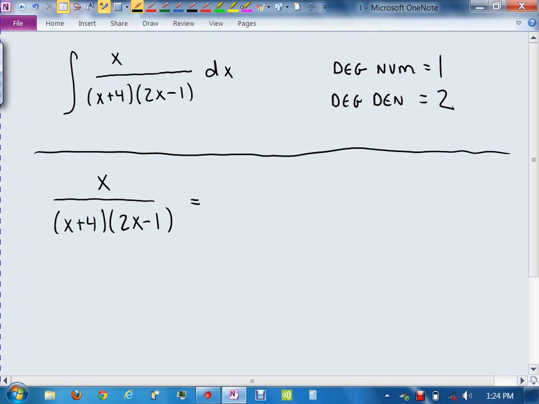And what I need to do is for every linear factor, so isn't x plus 4 a linear factor? Right? For every linear factor I see, I do a number, a, over that linear factor. So I'm going to do a over that linear factor, x plus 4.